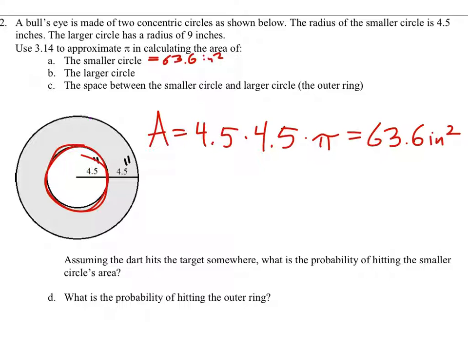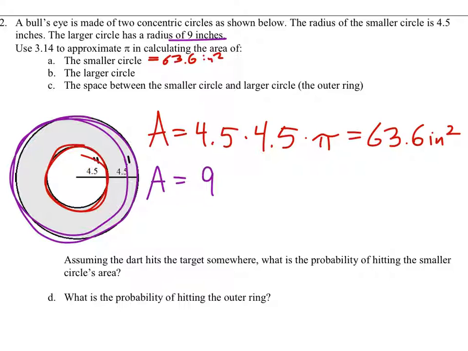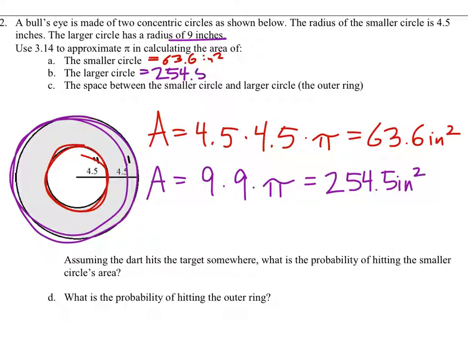Alright, now it wants us to find the area of the big circle. So the area of the big one, it already told us has a radius of 9, so I'm going to do 9 times 9 times pi. And that would give me, rounding to the tenths, what I get for my large circle, which is 254.5 inches squared.